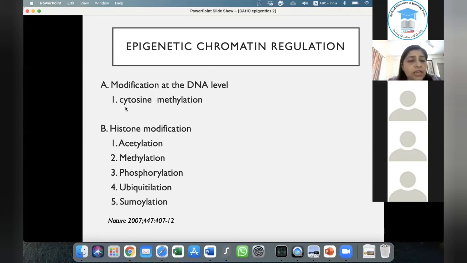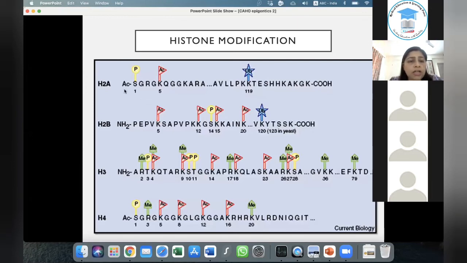As we know that there is ATCG, so there is cytosine methylation. And as the histone modification, there is much more variety. You could get acetylation, methylation, phosphorylation, and so on. Now, if you see, these are the different histones, H2A, 2B, 3, 4, and this is the genetic code. These letters basically denote all the different amino acids which make the proteins.